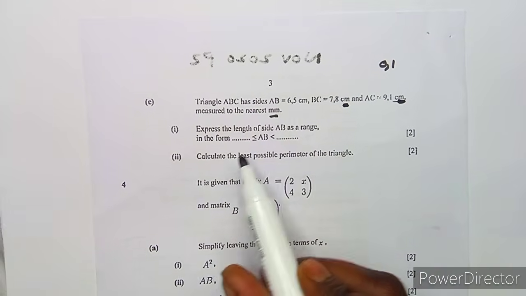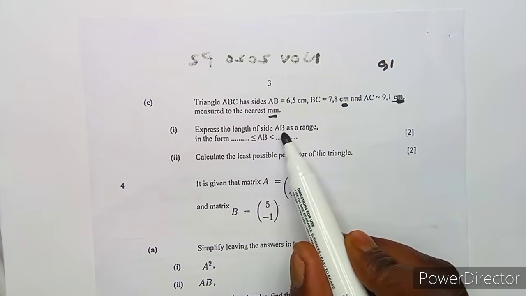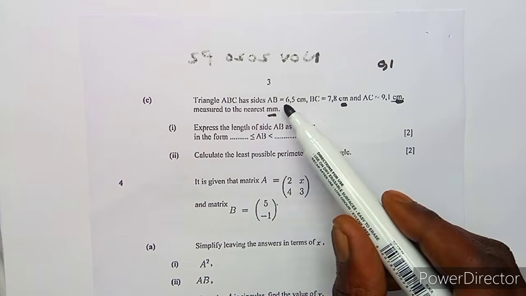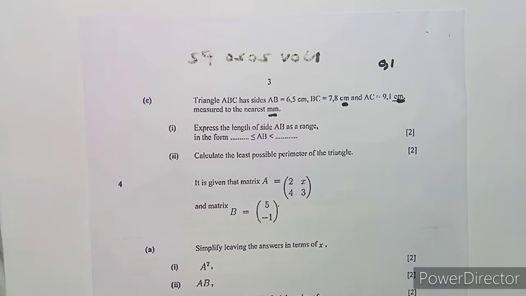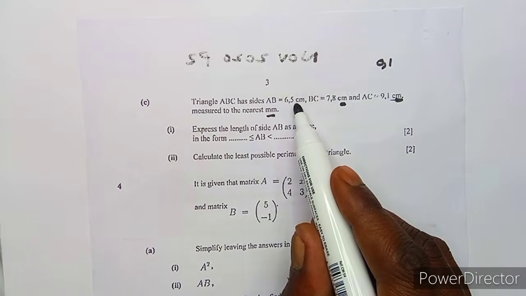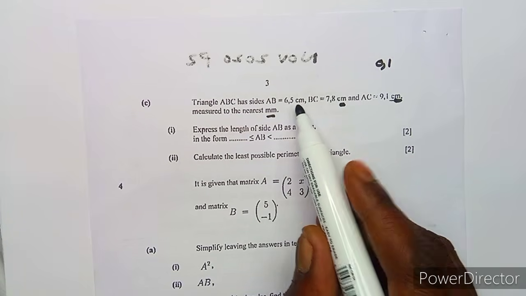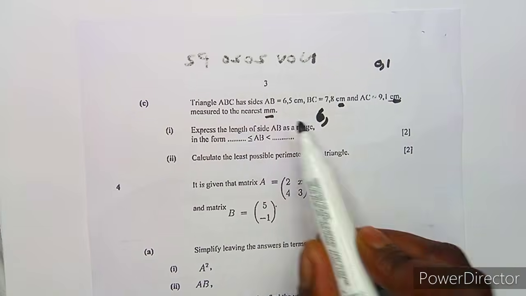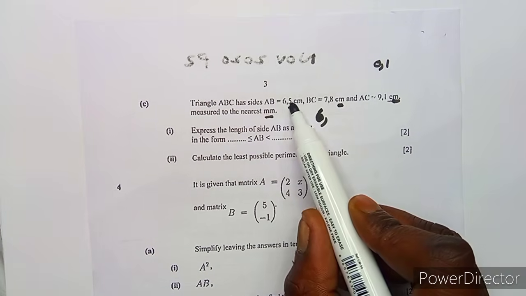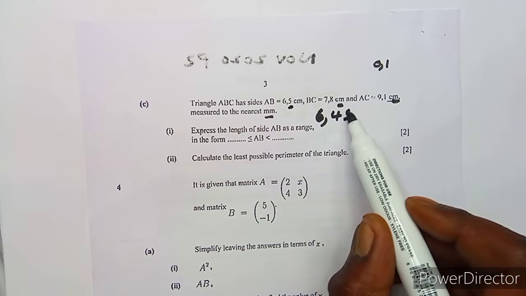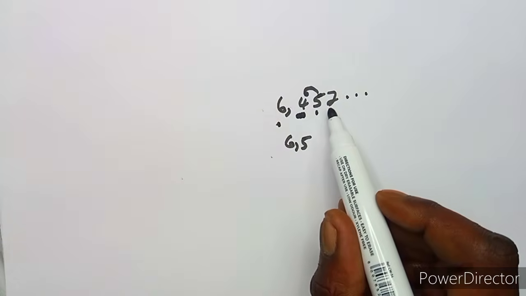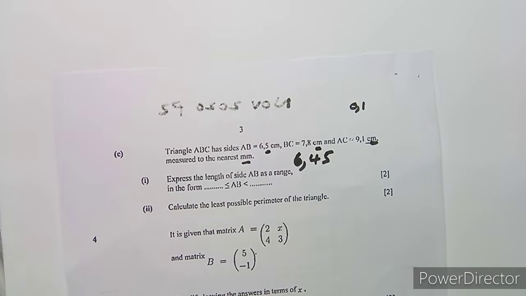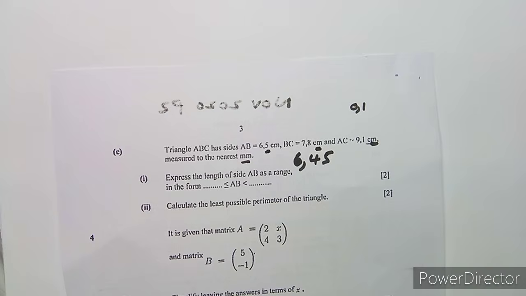Now they are saying express the length of side AB as a range. The range of AB is simply the minimum to the maximum. So the minimum value you can have from 6,5 is going to be just a digit less than 5 here, which is 6,45, like what I was saying. We just need 2 digits there, because we are just talking about the least possible value.